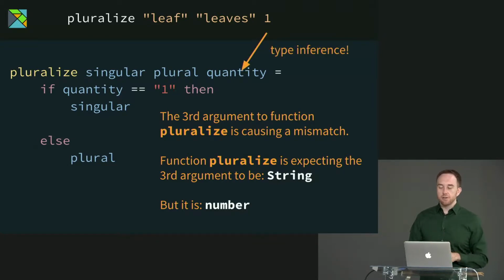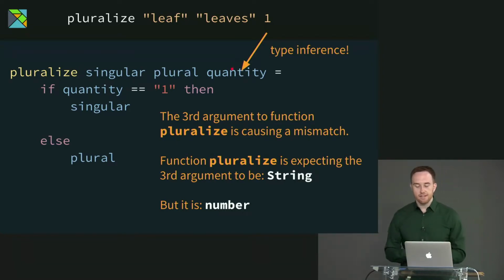The way that Elm's able to do this is using what's called type inference. So it essentially knows about all the types that are in your program by starting off with some facts that it knows, like 1 is a number, leaves is a string, and then going through and figuring out implications of those facts. So it says, okay, well I see that here you're comparing quantity to a string, which means quantity must be a string, but here I see that you're passing 1 for quantity, which is a number. So how can it be both a string and a number? Something is off. I'm going to tell you about that. That's an error at compile time.